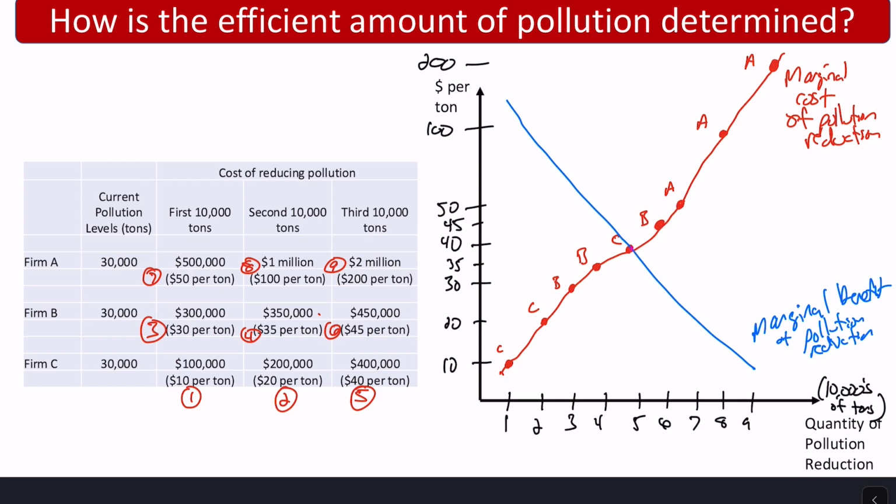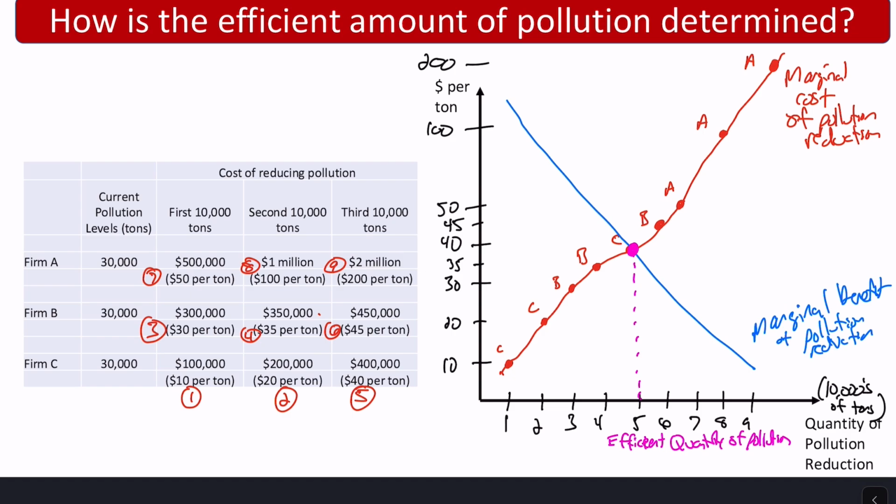All right, so where these cross, we'll put a dot right there. That's at a quantity of 50,000. And so that will be our efficient quantity of pollution, like so. Okay. Right, so what this graph is telling you, the economics say we should have 50,000 ton reduction in pollution. That's the efficient amount. So how much pollution should there be?